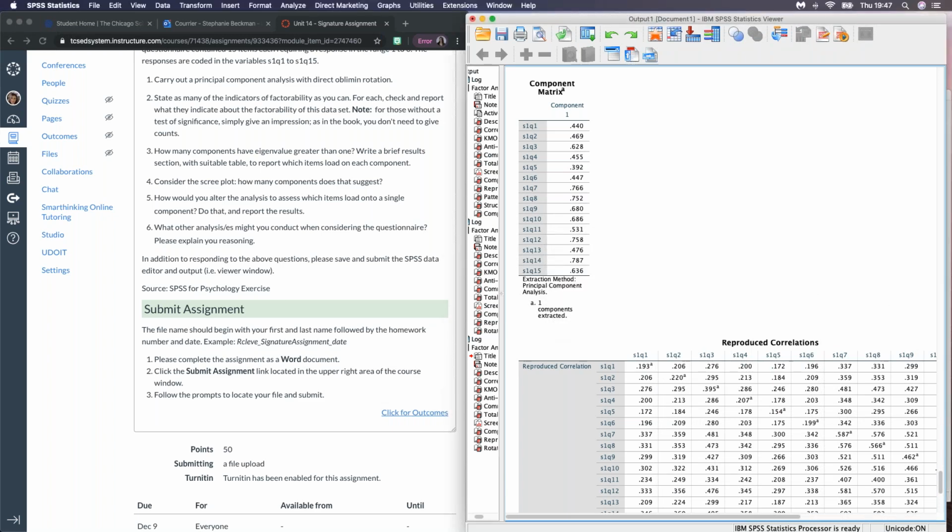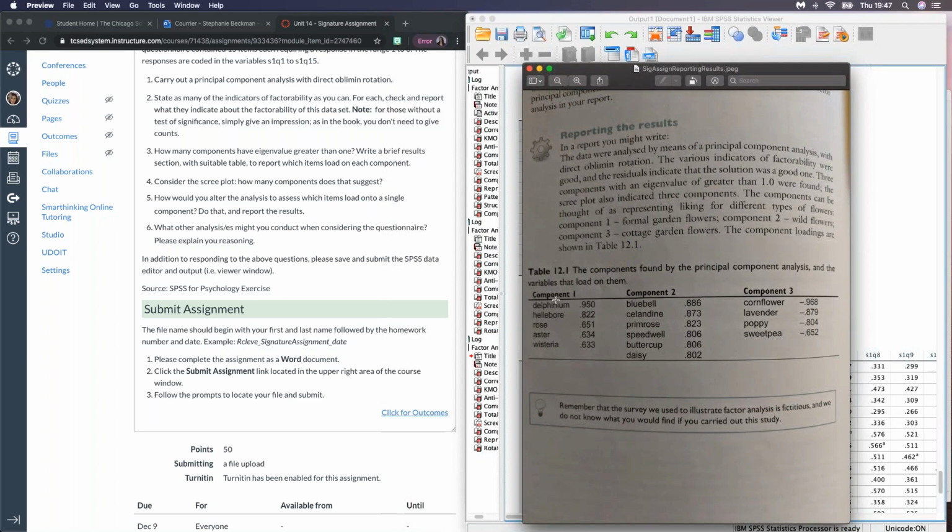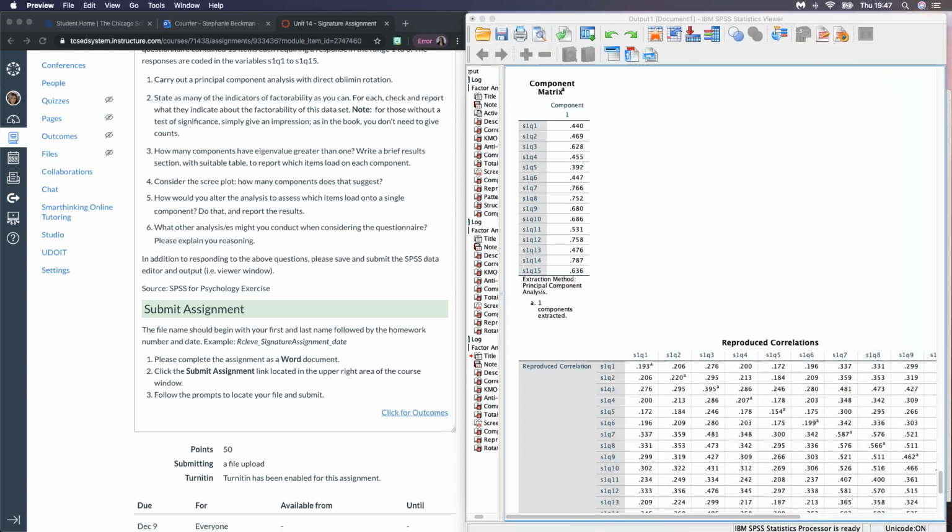I don't know what that means. Similar to this here where we have the three components, except I just have a single component and I have all of them listed under it. And again, you have to create this table for yourself since none of them in SPSS are going to look quite like it. But I have my components listed in descending order. So I'd have S1Q1 0.787, followed by S1Q7, which is 0.766, and so on and so forth.